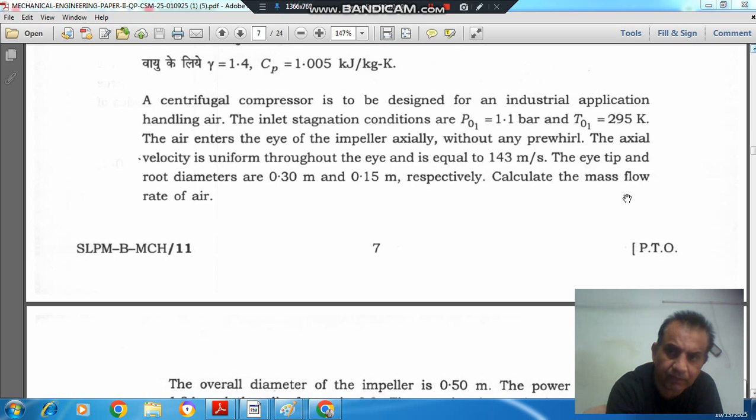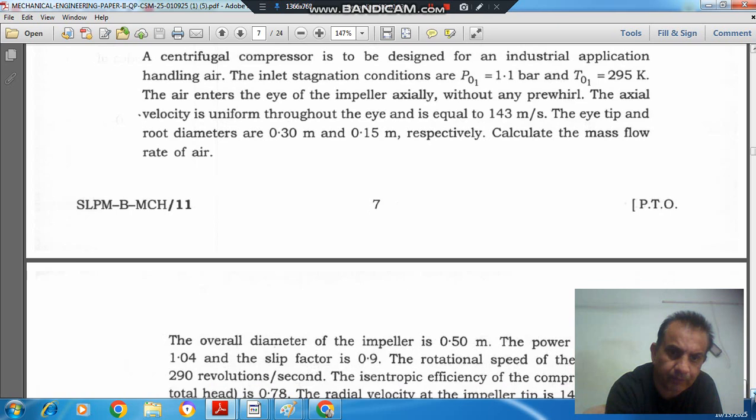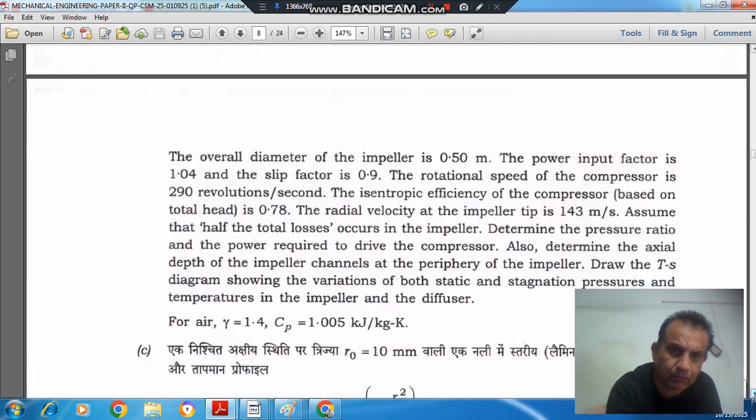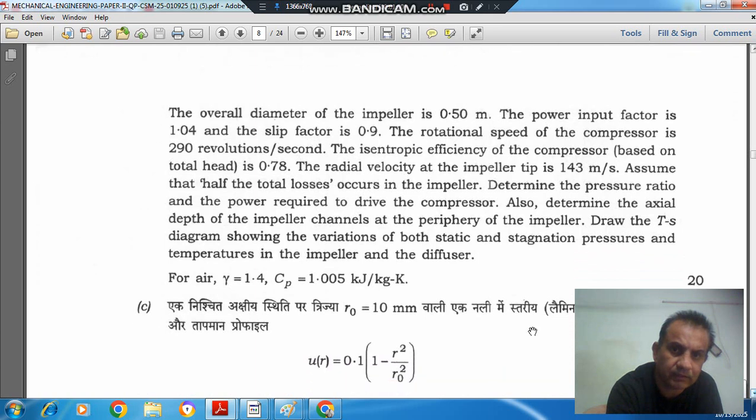rate of air. The overall diameter of the impeller is 0.5 meter. The power input factor is 1.04 and the slip factor is 0.9. The rotational speed of the compressor is 290 revolutions per second. The isentropic efficiency of the compressor based on total head is 0.78. The radial velocity at the impeller tip is 143 meter per second.